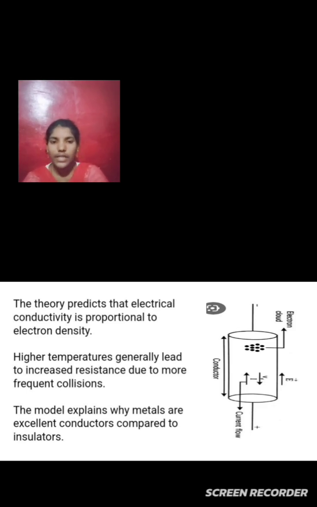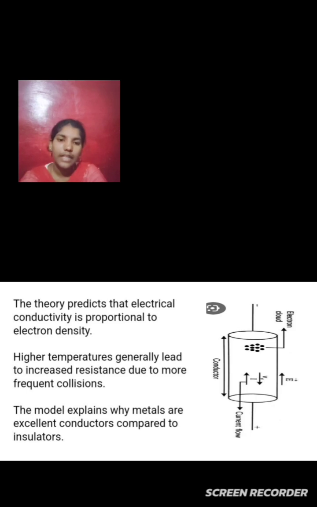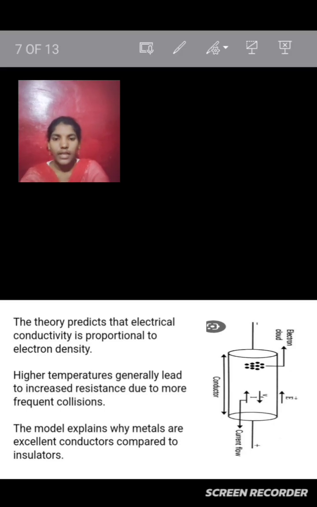In this, we observe the diagrammatic representation of conductor current flow in the electron cloud. The field is directed toward the electron cloud of negative sign, and the current flows towards the right side. In this, we can define electrical conductivity. The ability of a metal to conduct electricity is called electrical conductivity.